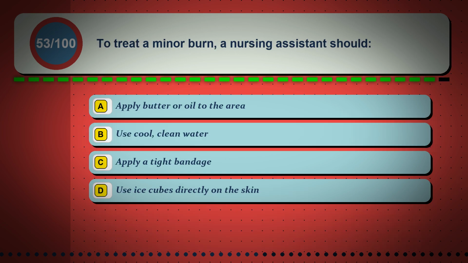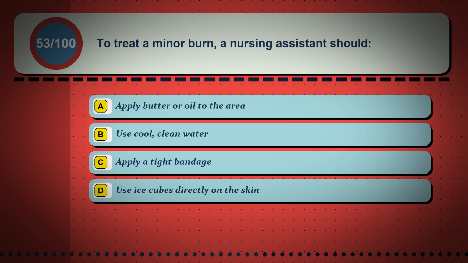Question 53. To treat a minor burn, a nursing assistant should Option A. Apply butter or oil to the area. Option B. Use cool, clean water. Option C. Apply a tight bandage. Option D. Use ice cubes directly on the skin.